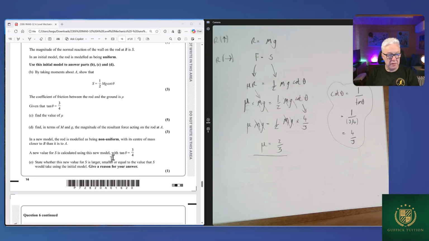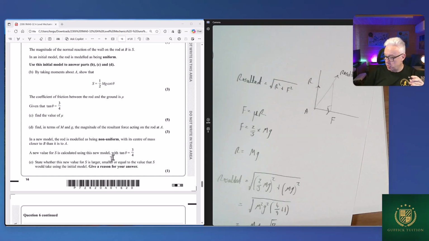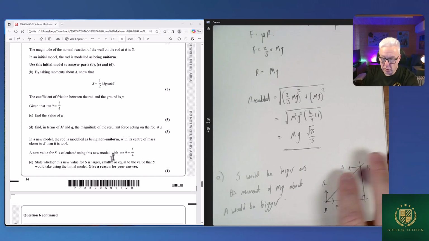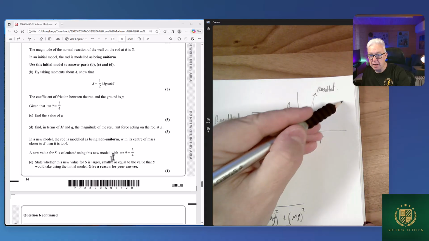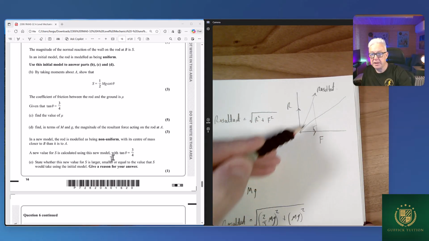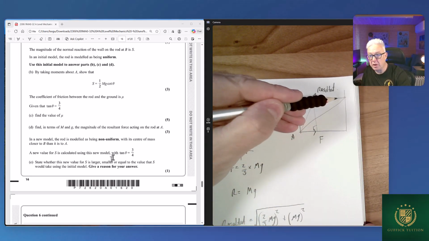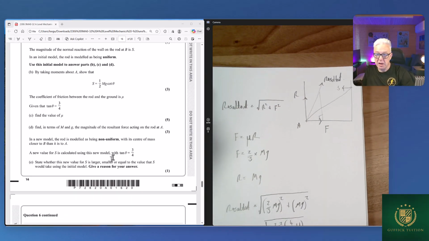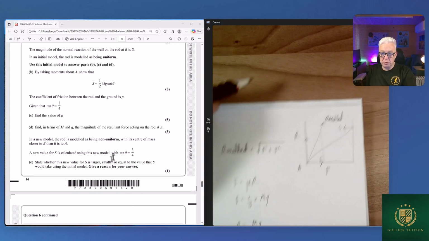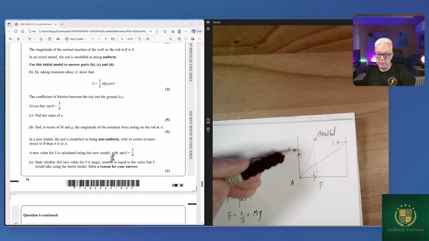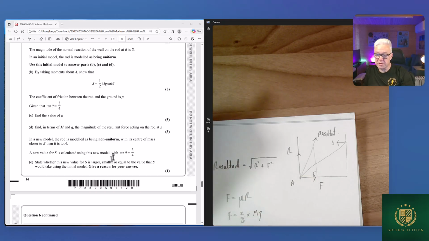Now, part D, find in terms of M and G the magnitude of the resultant force acting on the rod at A. Now, the key word there is the word magnitude, okay? So what are we talking about? Well, here's our rod, like that. It's acting against our wall. We've got our resultant force there, S. We have the normal reaction force R, and we've got F acting towards the wall.